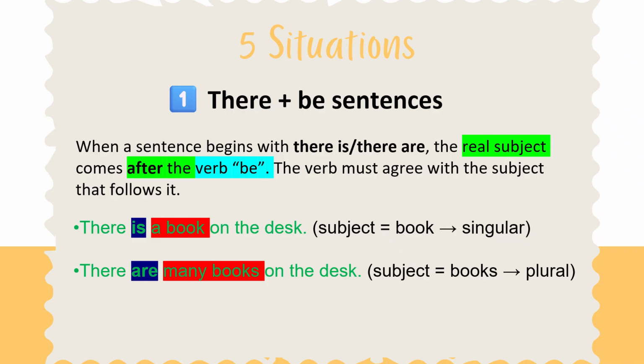Here is another example. There are many books on the desk. In this there be sentence, the verb is be, right? So after are, the real subject is many books, which comes after the be verb. Many books is plural, so we should use the plural form of the verb be, which is are, in present tense here.